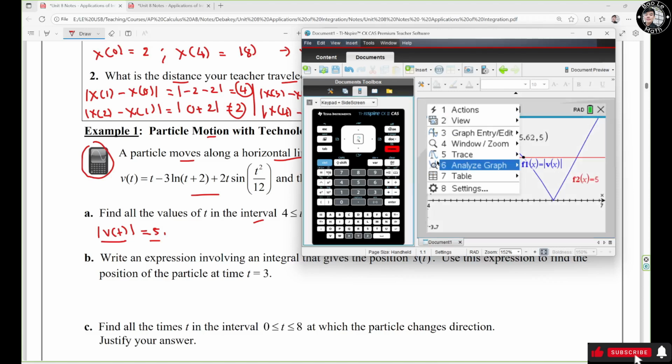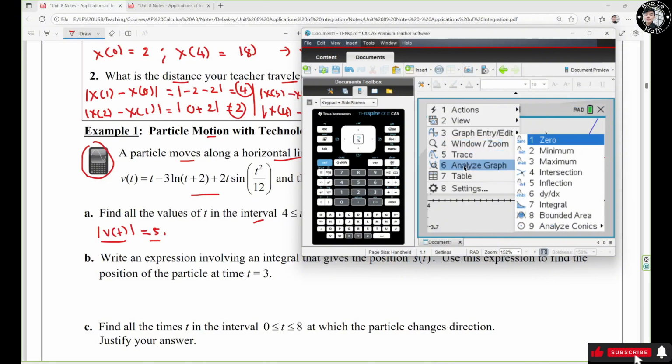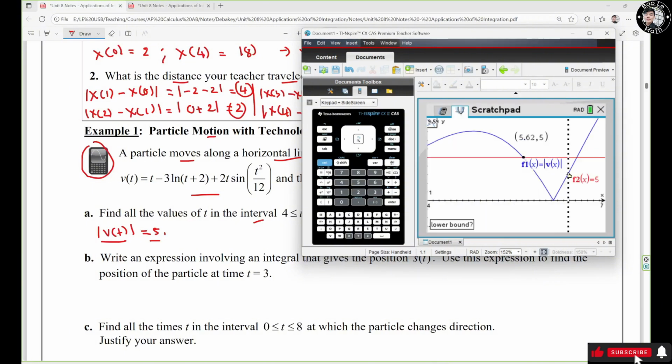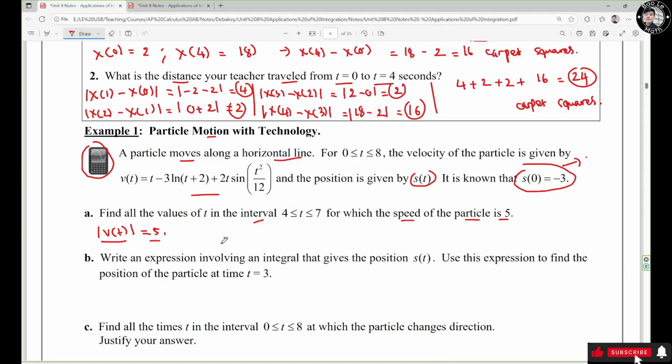Now I'm gonna do exactly the same thing for the second one right here, right? So I'm gonna hit menu, number set, analyze graphs, intersection, move to the left, move to the right. The answer is right here. Set point 52. Alright. So I have two values, t equals 5.62 second and t equals 6.52 second, right?